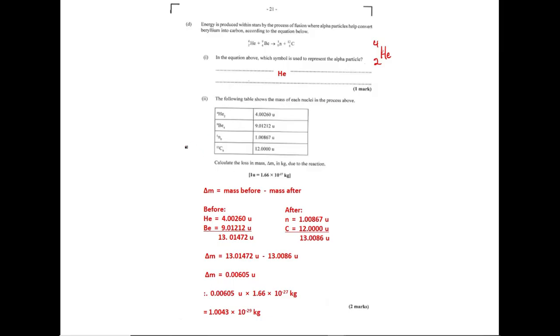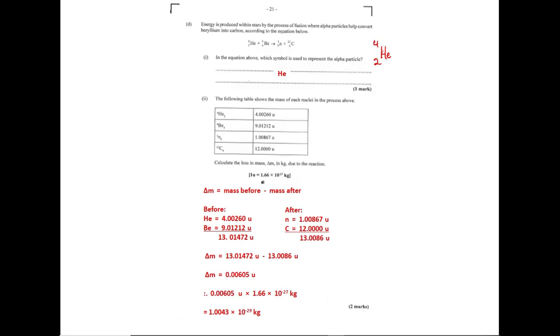So now we get into Einstein's big discovery, where he related energy to mass, and basically was like energy is mass. So now we have here all the weights, the masses of these particles here: helium, beryllium, a neutron, and a carbon atom. Okay, and 1 U is equal to 1.66 times 10 to the negative 27 kilograms.